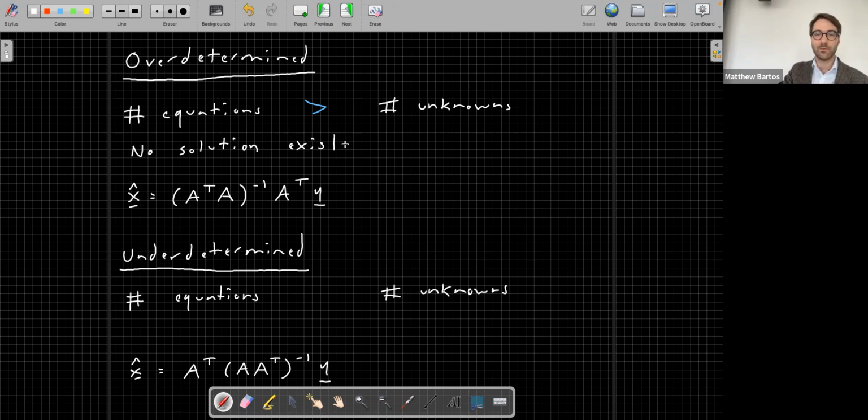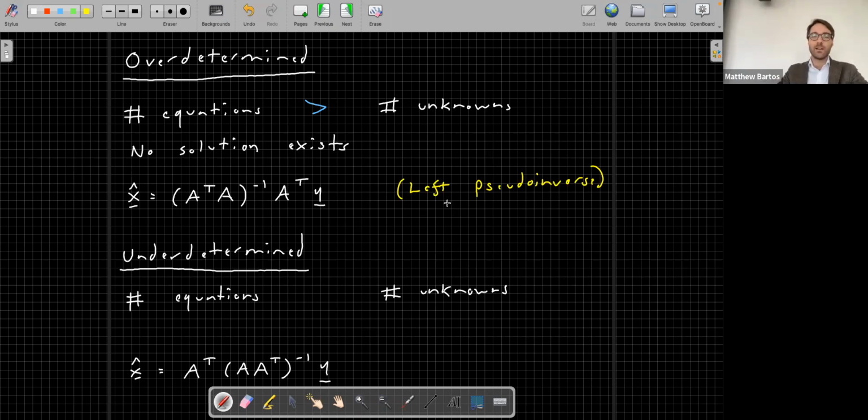We showed that instead of finding an exact solution, we could minimize the error between AX and Y and produce our best estimate of the solution X through this expression here, which is the left pseudo inverse. So again, there's no solution to an overdetermined problem. The best we can get is by minimizing the error between AX and Y. And we can do that explicitly through this closed form expression, which is the left pseudo inverse of A.